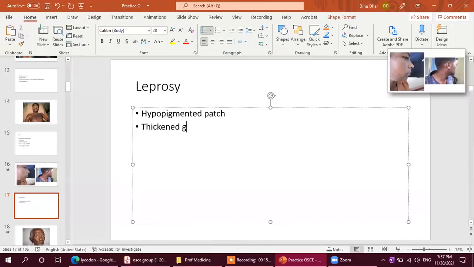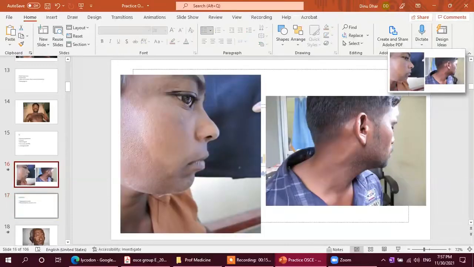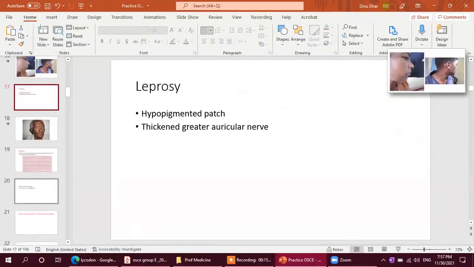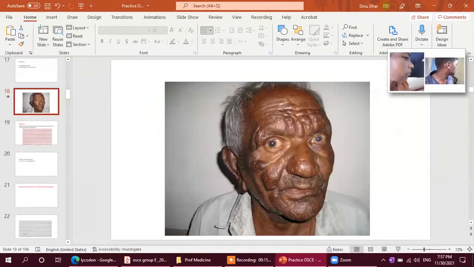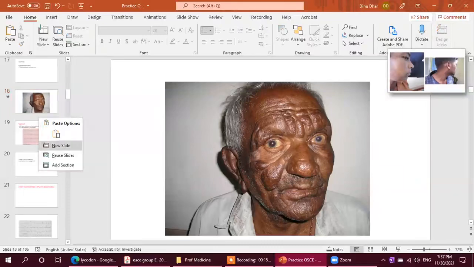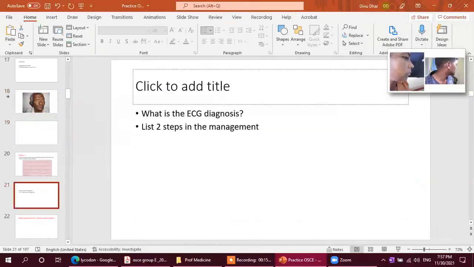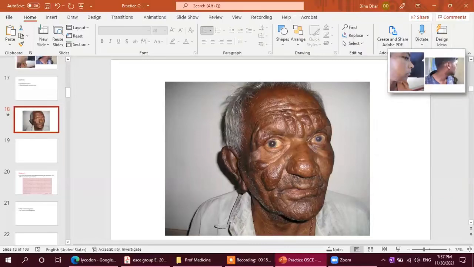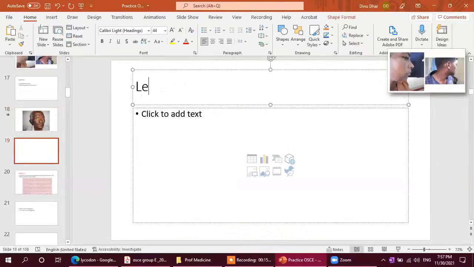As an undergraduate, you do not really need to worry about subtyping leprosy into tuberculoid, borderline, and lepromatous, because it's mostly dermatology specialist stuff. But if you see this sort of thing, it is very clearly lepromatous leprosy. Skin infiltration, these raised infiltrations in the forehead. This is lepromatous leprosy, a leonine face.